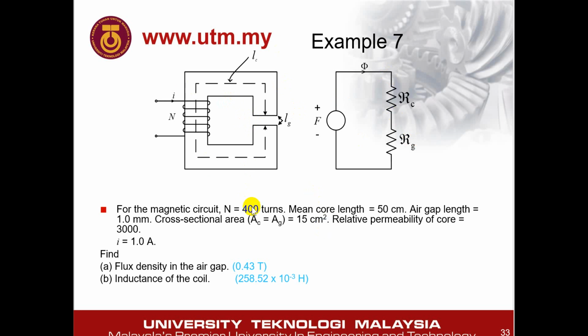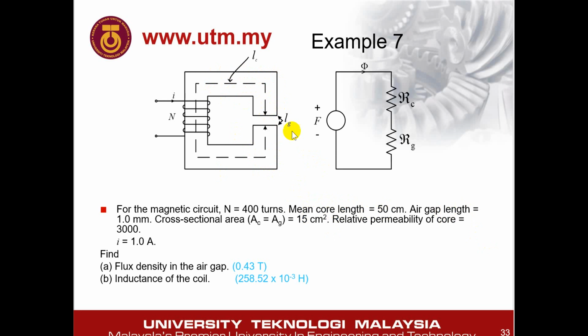For this question you can see that for this magnetic circuit, N equal to 400 means that the number of windings here is 400 turns, and the mean core length is 50 cm. Mean core length means this one. The core length doesn't include this one. They said the core length, not the circumference or all, so only the core is 50 cm. It means the center measurement. You can see that the outer side is longer than the inner side, so we use the center, which is the mean core length.